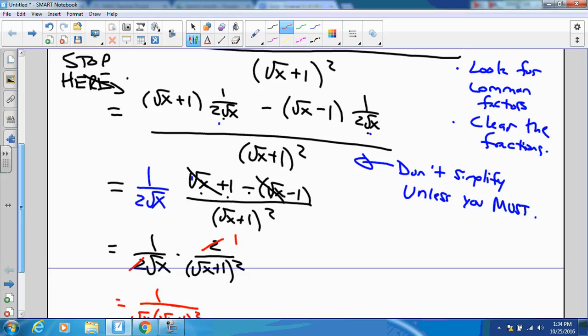Does that make sense to everybody? Yeah. Yep. You cleared the fractions by multiplying top and bottom by 2 root x. Yep. And then get going. If your answer really is different.